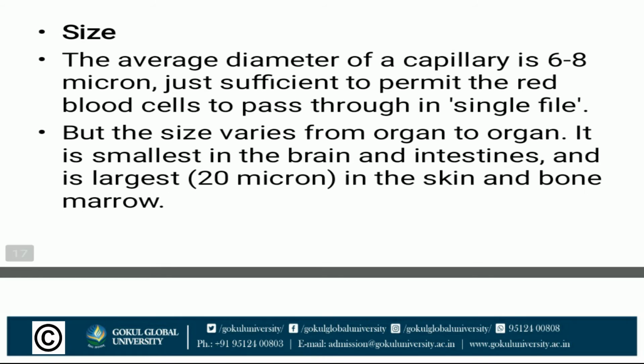Now the size of capillary. The average diameter of a capillary is about 6 to 8 micron, just sufficient to permit the red blood cells to pass through in single file, but the size varies from organ to organ. It is smallest in the brain and intestine, and largest, up to 20 micron, in the skin and bone marrow.